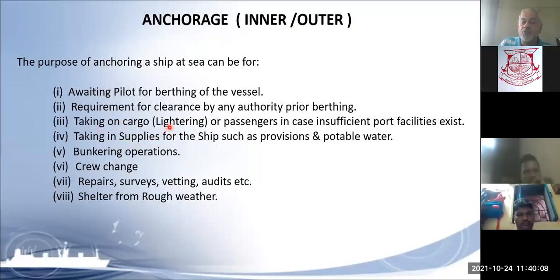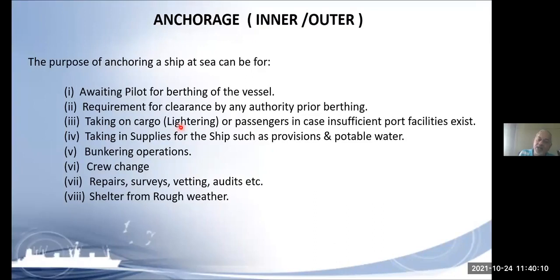Taking on cargo: the ship may be loading or discharging cargo at anchorage if the port does not have sufficient depth to come inside, so the ship will be lightened. Lightened means some cargo will be discharged at anchorage, and once the draft is less, the ship will come in. Then passengers, in case of insufficient port facility, may sometimes disembark at anchorage. Taking in supplies: the ship may take in water, provisions, stores, or maybe bunkers also. And then crew change is sometimes possible.